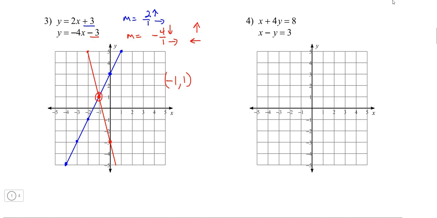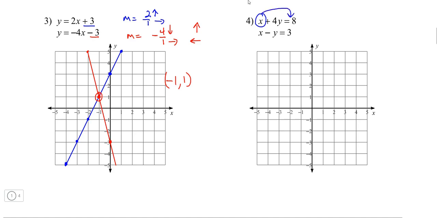All right, let's go ahead and take a look at number 4. What we notice here is that both of these equations are not in slope-intercept form. So what we want to do is convert them to slope-intercept form. So we need to take the x and put it on the other side here, like I've shown you many times. And remember, when we do that, it changes signs.